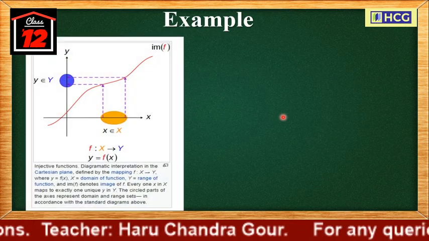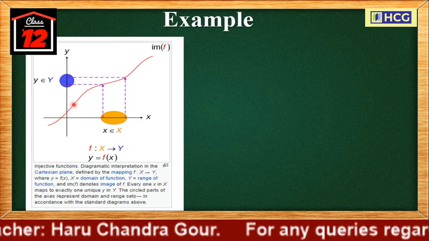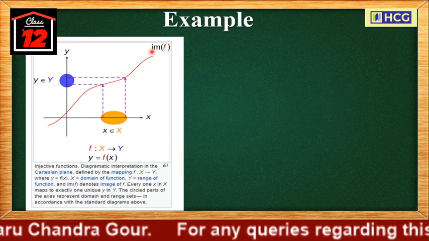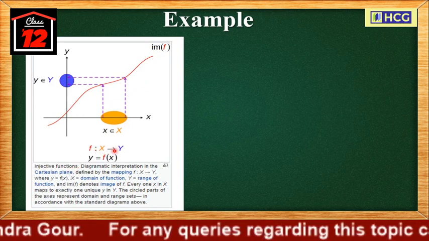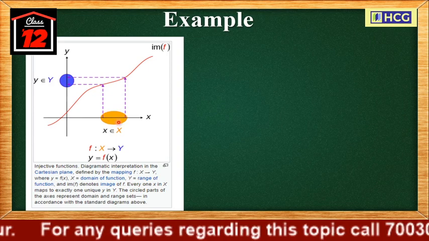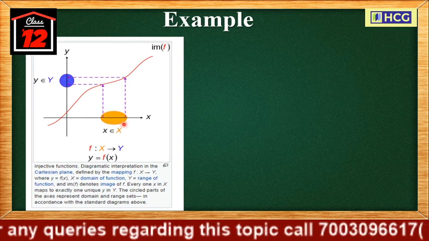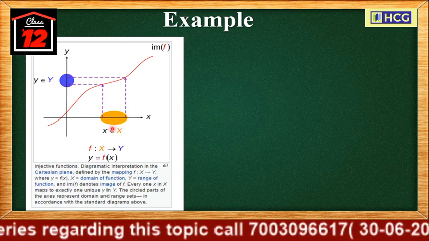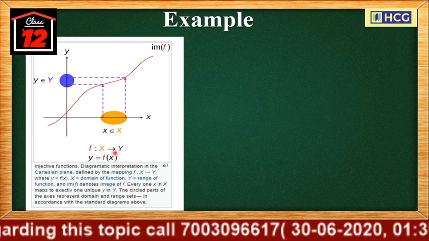Now, an example. Now we see the graph. This is the x-axis and y-axis. This is the function y equals f(x), right? Image of f. Now f is a function from X to Y. This circle, the yellow portion is X and the blue portion is Y. So this set is the domain set and this set is the codomain set. And this is the graph of the function y equals f(x).